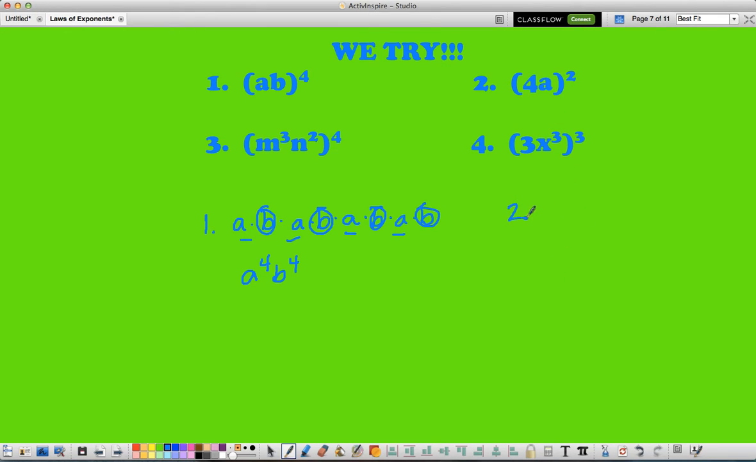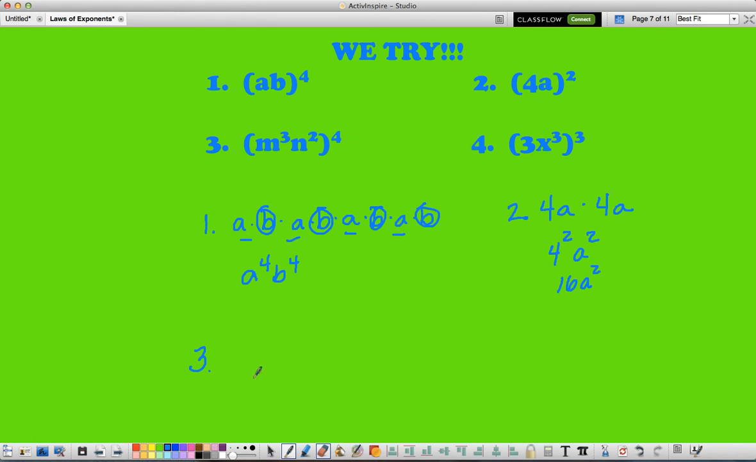Here I have 4a times 4a, which I know would be 16. Well, and actually let's not even skip to the 16. Let's look at what this would actually mean. This would be 4 squared, because it's 4 times 4, and a squared, which I could break down further into 16 times a squared.